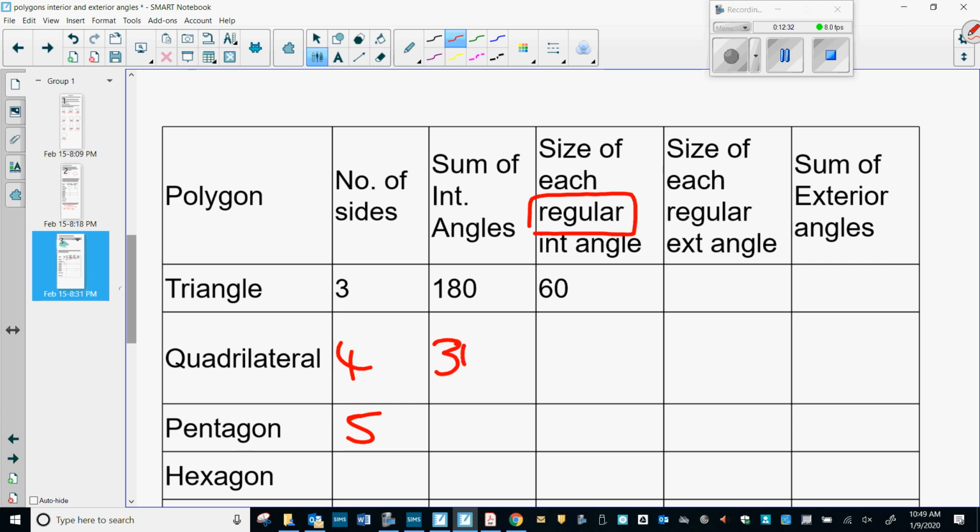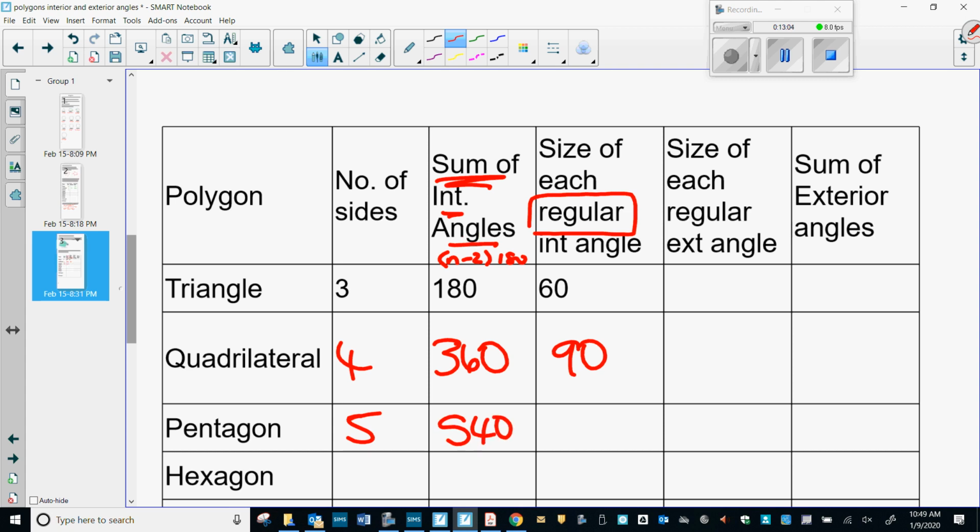So this is the sum of the interior angles. How would I find the size of each interior angle? Divide by the number of sides. Remember, this is the n minus 2 times 180 already, and then you're just going to divide by the number of sides. So this would be 360 divided by 4, so it's obviously 90. It's going to be 540 divided by 5, and so on and so forth.